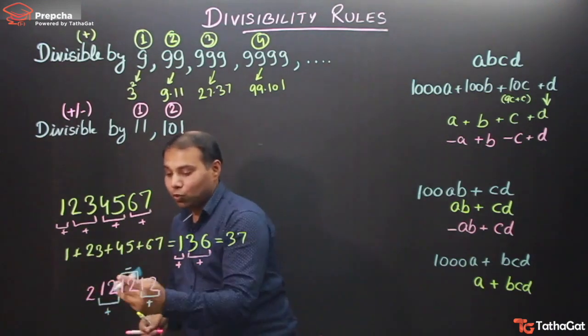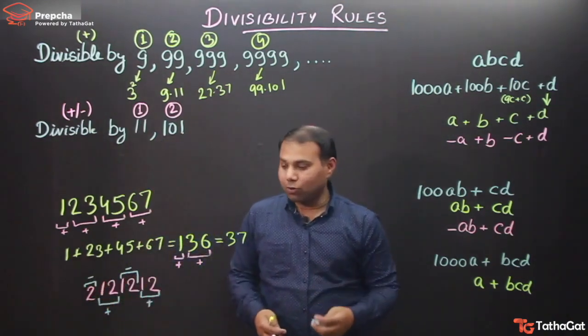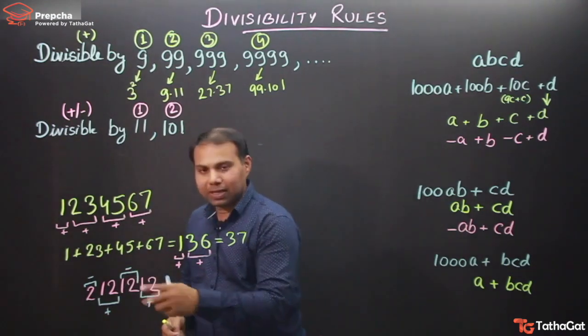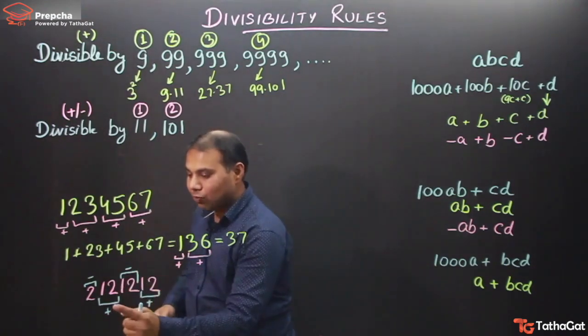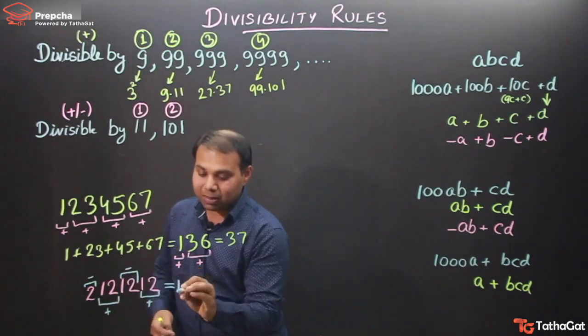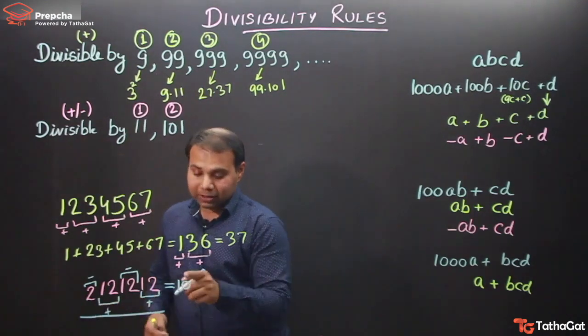So this next 2 is going to be negative again. So I just need to simplify this value to find out whether my number is divisible or not. So this plus 12 minus 12, this part is divisible, cancel, it is going to give 0. And this plus 12 minus 2, it is going to give us 10. So that means when this 7-digit number is divided by 101, I am going to get 10 extra.